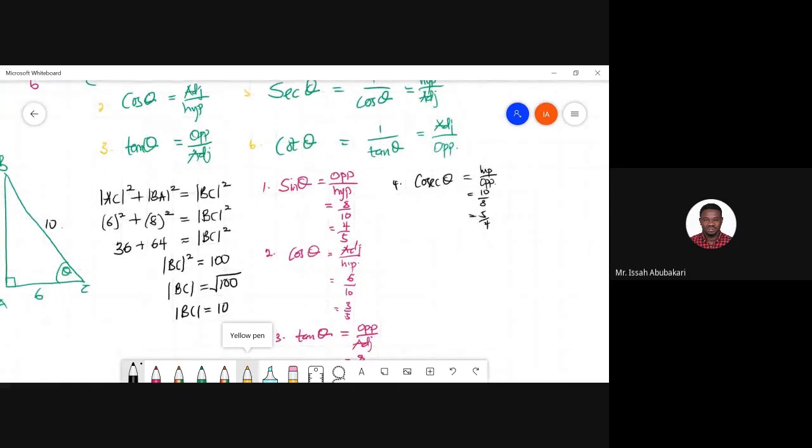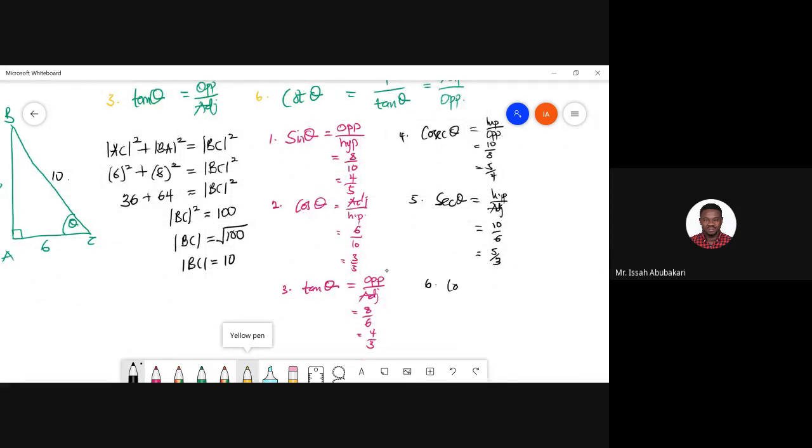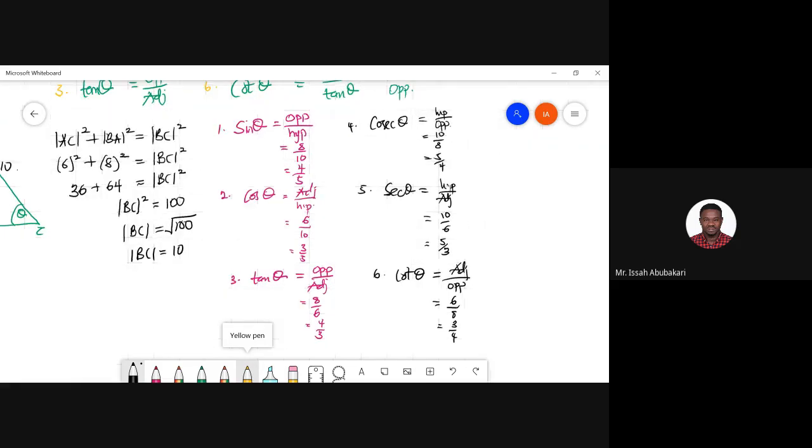When we finish, we do the comparison. Number 5, we have sec theta. Is the formula is what? Hypotenuse divided by adjacent. And this will give us, hypotenuse is what? 10 divided by adjacent, which is 6. So when we break it down, we get 5 divided by 3. And the last one, number 6, cot theta, should be equal to adjacent divided by opposite. So this one will give us, the adjacent is 6 divided by the opposite, which is 8. So our answer should be what? 3 divided by 4. Now let's compare and see.